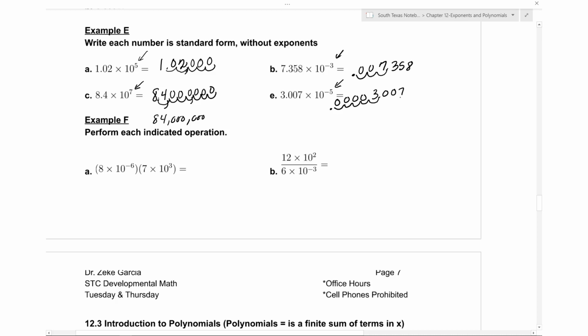So if the exponent is positive, you're going to move to the right if you want to write it without exponents. And if the exponent is negative, you're going to move to the left.